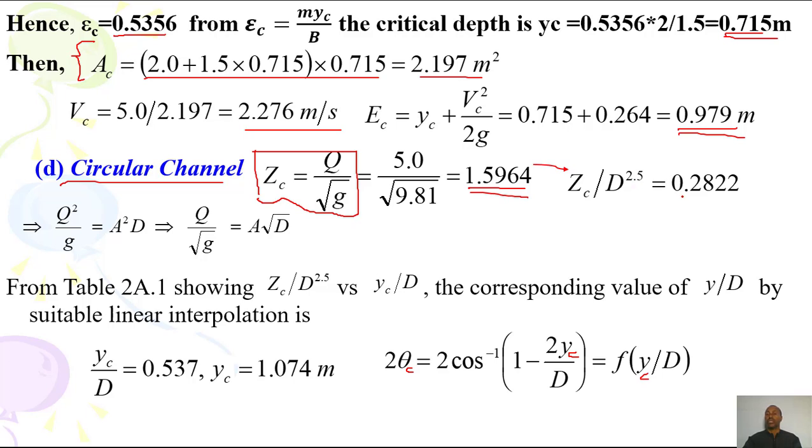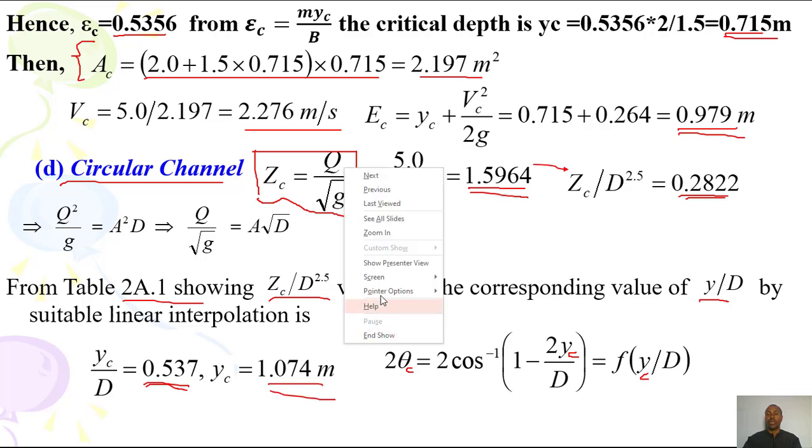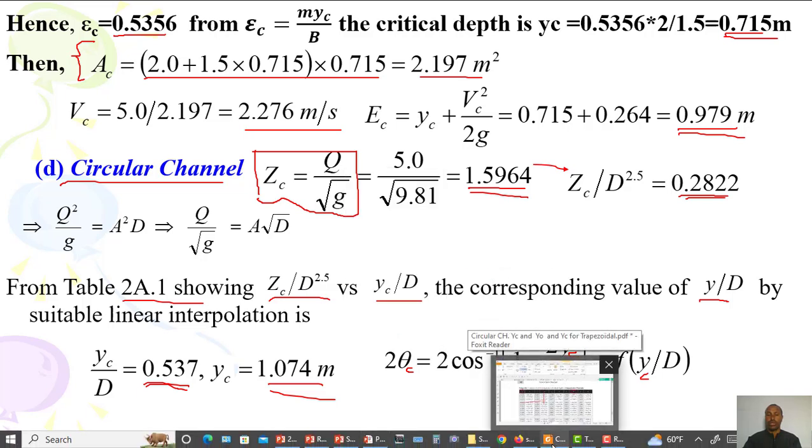Once you get this result, then from the section factor formula, from the table again, showing section factor divided by D to the power of 5 over 2 versus the corresponding value of Y over D, by suitable interpolation method, you get this one. So Yc will be this one. Let me show you the table again. Let us see the table.